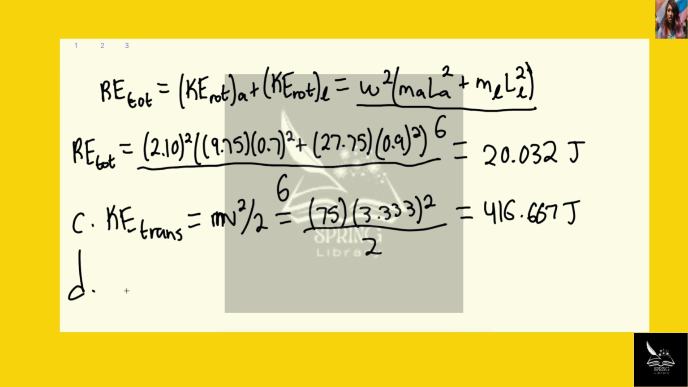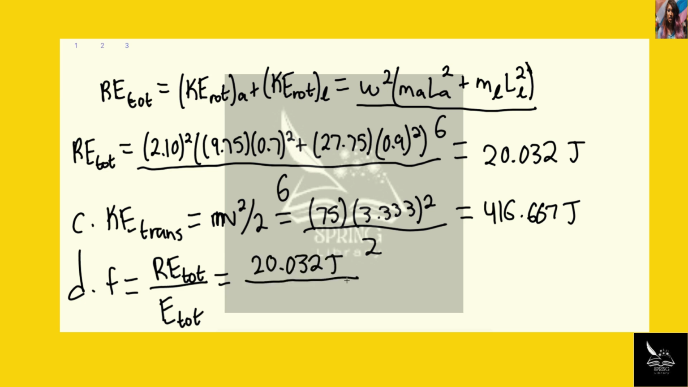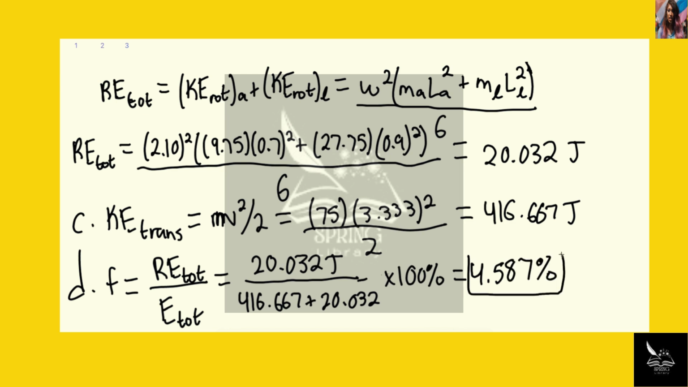And then part D asks us to find the percentage of the rotational energy in terms of the total energy. So we can define a variable F. This is going to be the total rotational energy divided by the total energy, which is 20.032 joules divided by 416.667 plus 20.032. We're going to multiply this by 100%, and this is going to equal 4.587%.